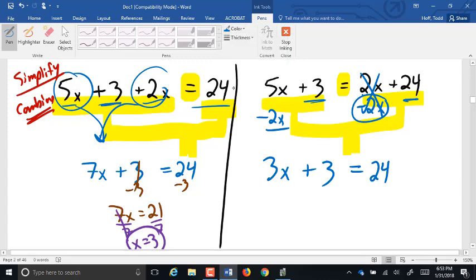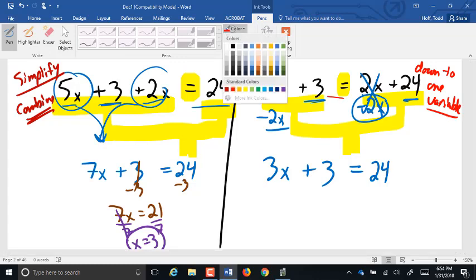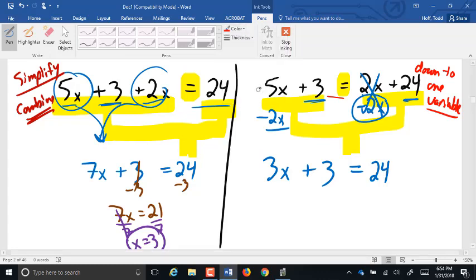So that's the second thing we would have to do before we could start to solve an equation, as get it down to only one variable. And usually that'll mean a variable on each side. So now 3x plus 3 equals 24. How do I solve it?